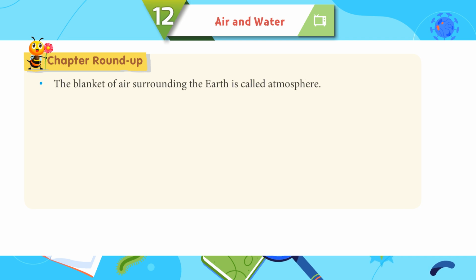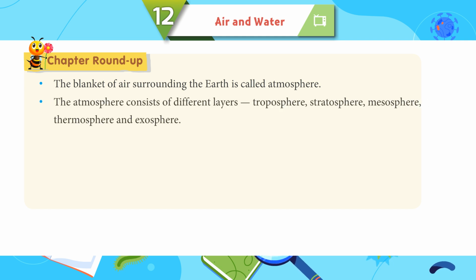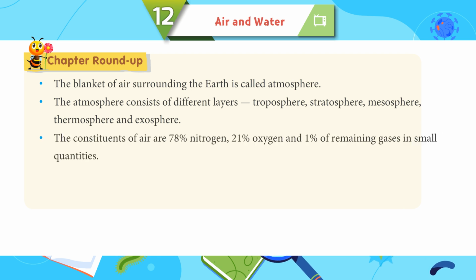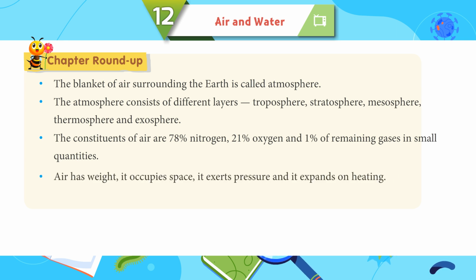Chapter Roundup. The blanket of air surrounding the Earth is called atmosphere. The atmosphere consists of different layers: troposphere, stratosphere, mesosphere, thermosphere, and exosphere. The constituents of air are 78% nitrogen, 21% oxygen, and 1% of remaining gases in small quantities. Air has weight. It occupies space, it exerts pressure, and it expands on heating. Air is used for breathing, burning, and generating energy.